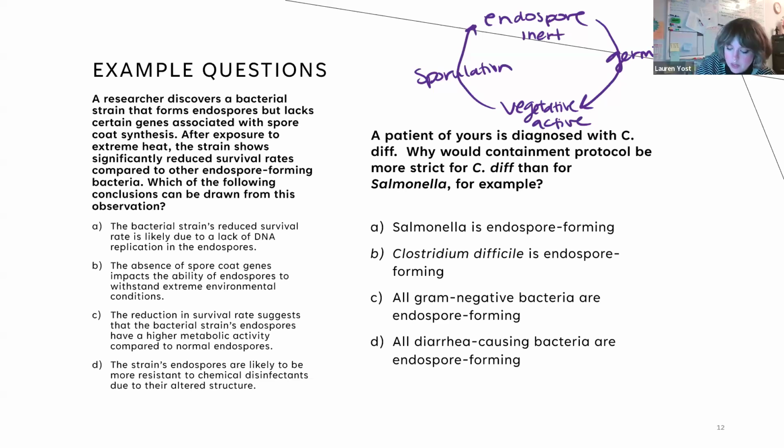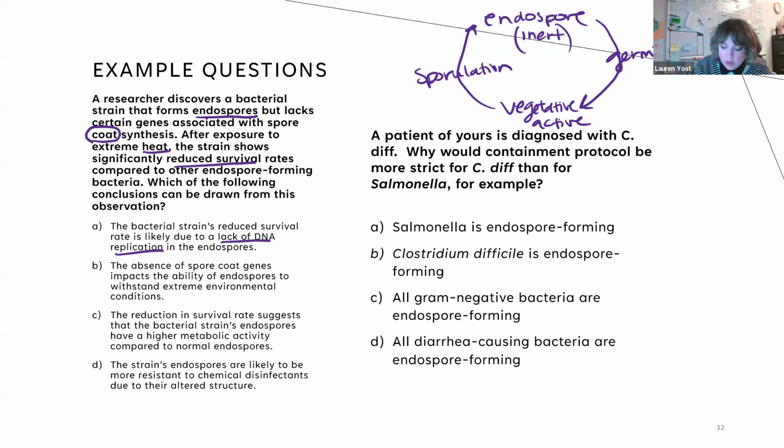All right, so a researcher discovers a bacterial strain that forms endospores, but lacks certain genes associated with the coat, that cortex, that thick outer coating. So it's not going to be as hardy, probably. After exposure to heat, the strain shows reduced survival compared to other normal endospores. Which of the following conclusions can be drawn from this observation? The bacterial strain's reduced survival is because of lack of DNA replication. I don't know how that would be related. Is that possible? Potentially, but is there a better answer than that?